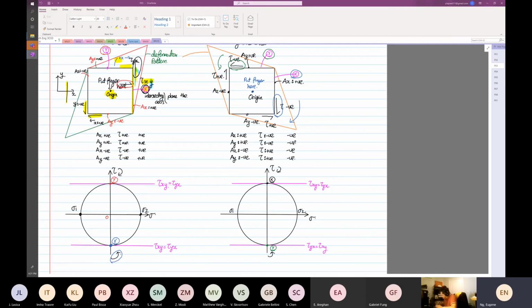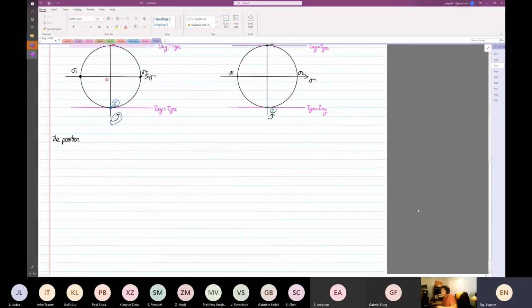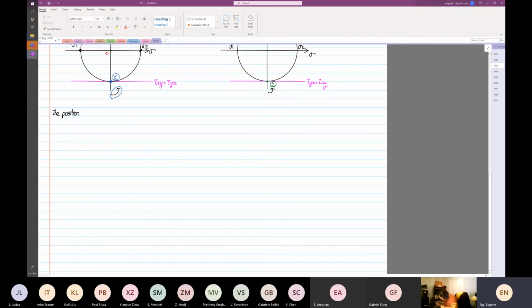Oh, you can't see. Sorry, my bad, I'm writing somewhere below. Right, the position of the shear location on the Mohr circle is based on the rotation of the element. You've seen that.